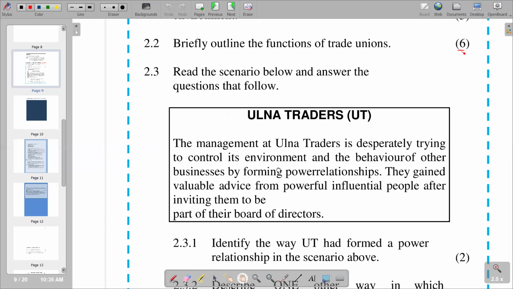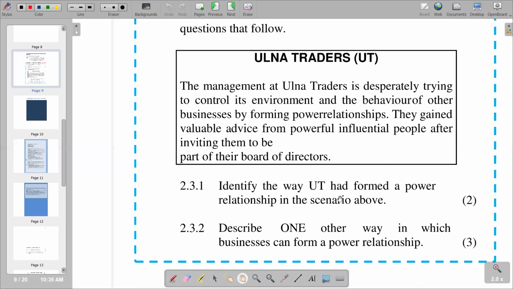According to the extract, the question is, identify the way Auna Traders had formed a power relationship in the scenario. We have a term there, power relationship. A power relationship is a relationship in which one person has formative power over the other. So if one individual has formative power over the other, we call it a power relationship, and that person will be able to get the other person to do what they wish.